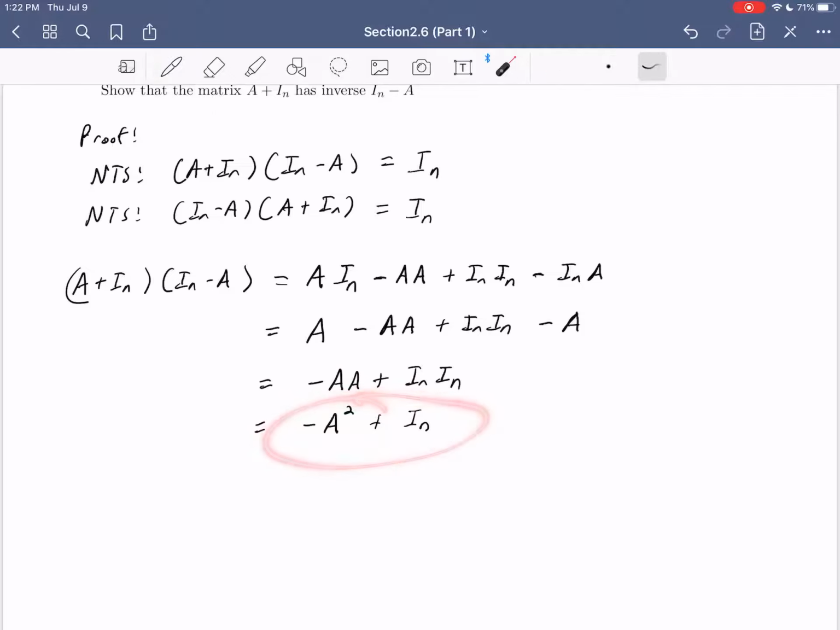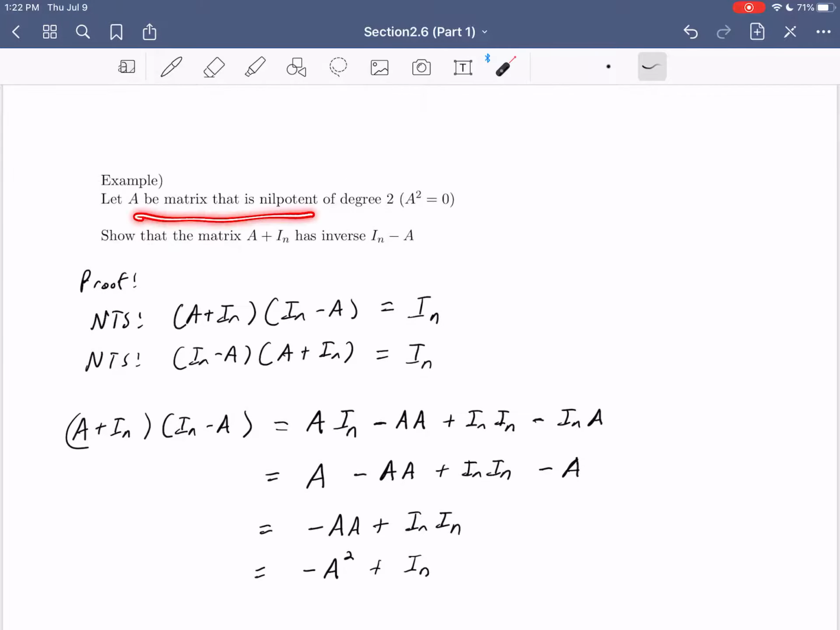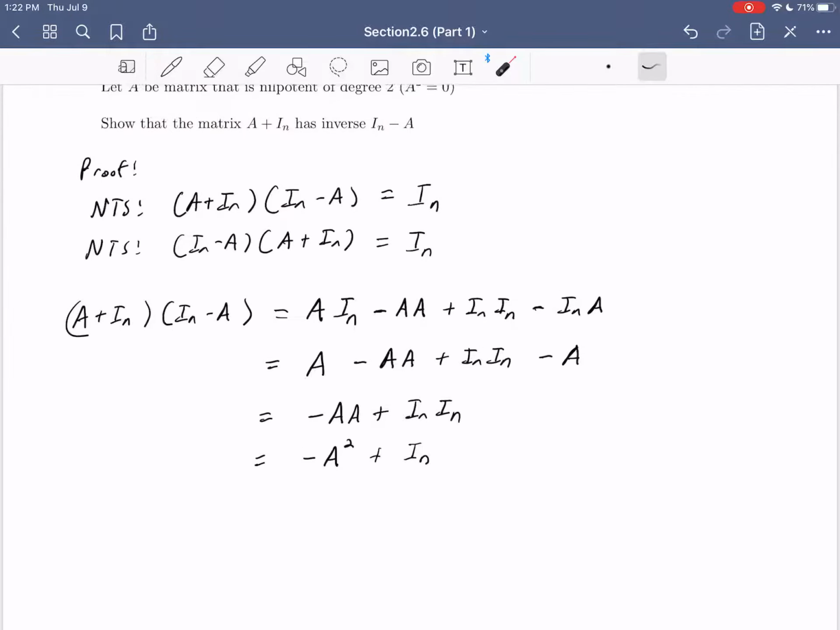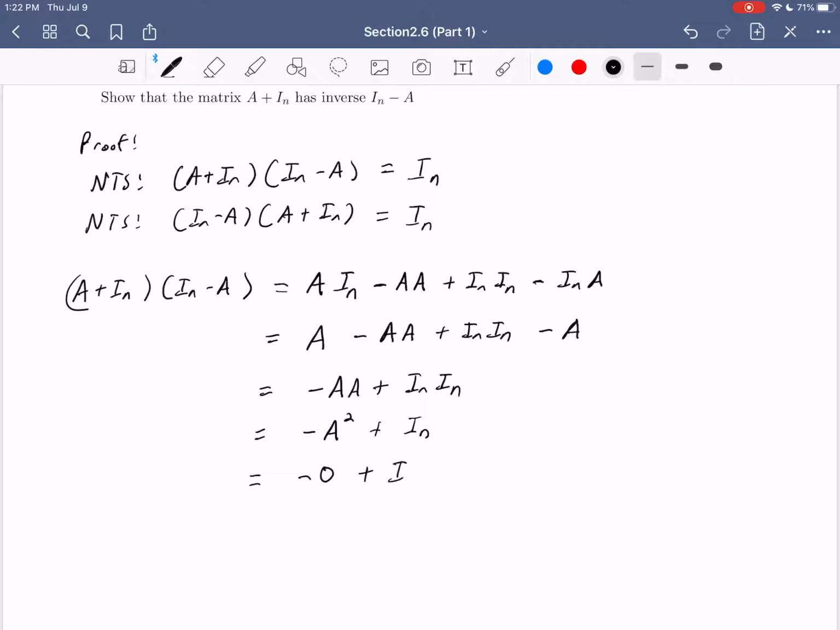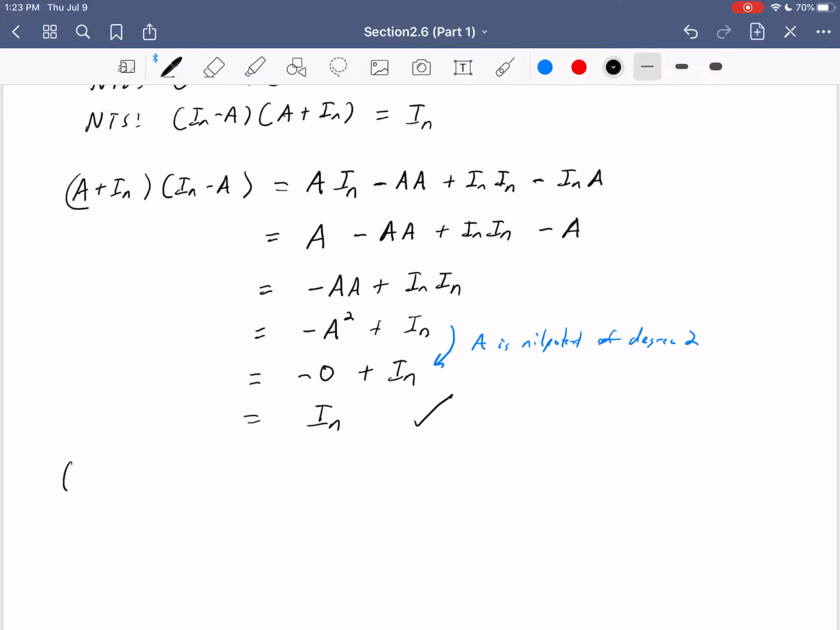Now, at this point, we would be sort of stuck. But remember, we have this assumption that A is a nilpotent matrix of degree 2. So we know, by assumption, A squared is equal to 0. So this is minus 0 plus IN, which is going to be IN. And if you want, you can just remember that this step right here, this is A is nilpotent of degree 2. That's why we were able to take that step there. So we've just shown that if we multiply the matrices together, this one first, this one second, or this one on the left, this one on the right, we do get the identity matrix. So we're half done.